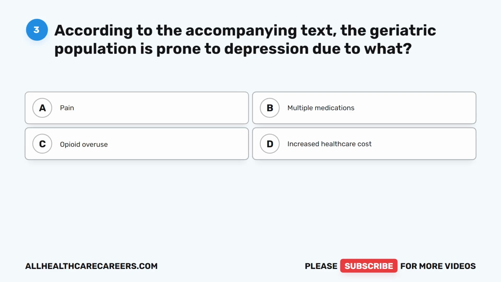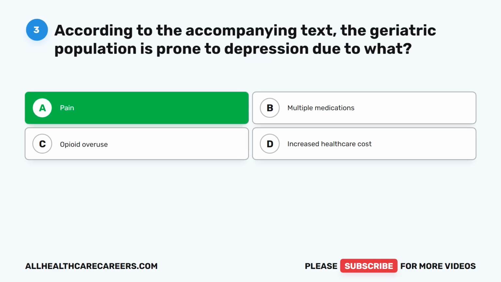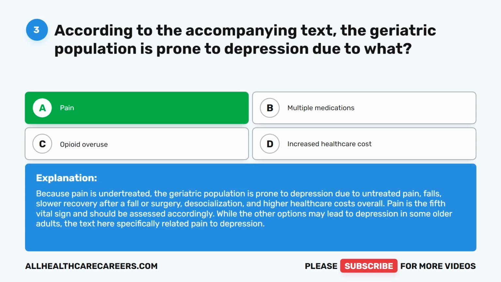B. Multiple medications. C. Opioid overuse. D. Increased healthcare cost. The correct answer is A. Pain. Because pain is undertreated, the geriatric population is prone to depression due to untreated pain, falls, slower recovery after a fall or surgery, desocialization, and higher healthcare costs overall.